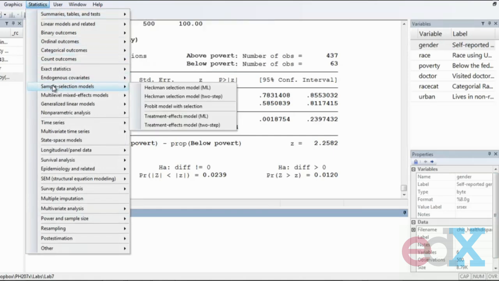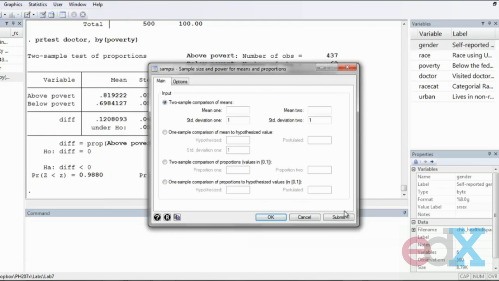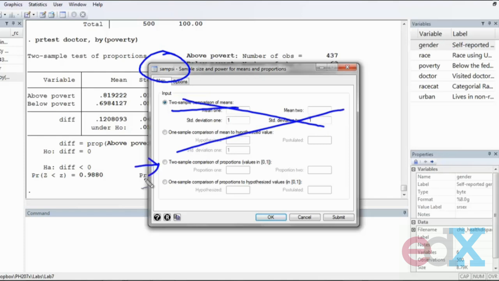To do this in Stata, we're going to go Statistics, Power and sample size, and then go to tests of means and proportions. We're using this exact same sampsi command that we used before when we had normally distributed data and we wanted to do a comparison of means. I'm going to skip down and look at this two-sample comparison of proportions.